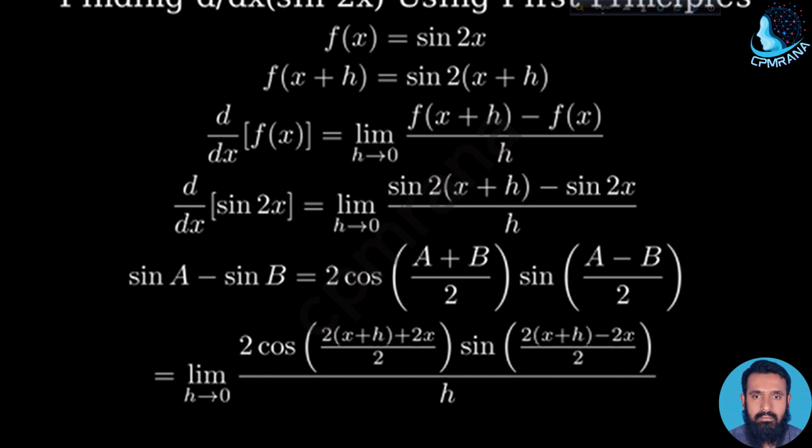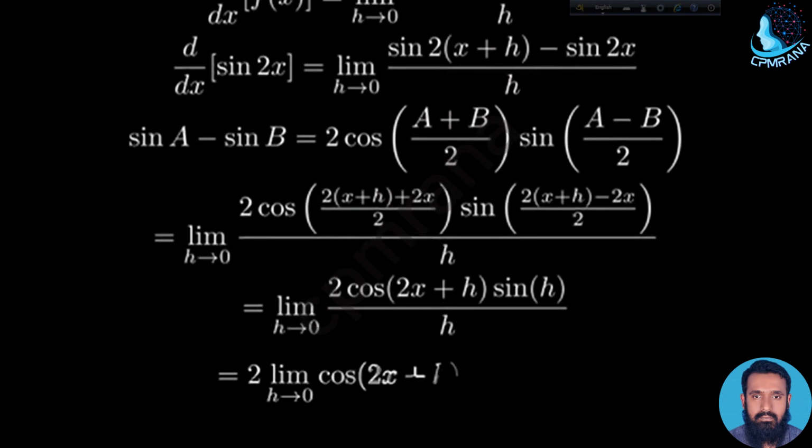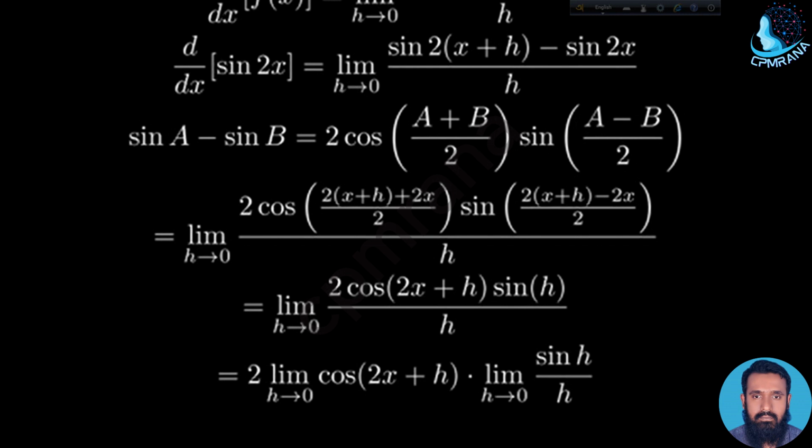Let's simplify what's inside the cosine and sine. 2x plus h plus 2x equals 4x plus 2h divided by 2, which equals 2x plus h. And 2x plus h minus 2x equals 2h divided by 2, which equals h. Now we can split this into two parts. We have 2 times the limit as h approaches 0 of cosine of 2x plus h times the limit as h approaches 0 of sine h over h.